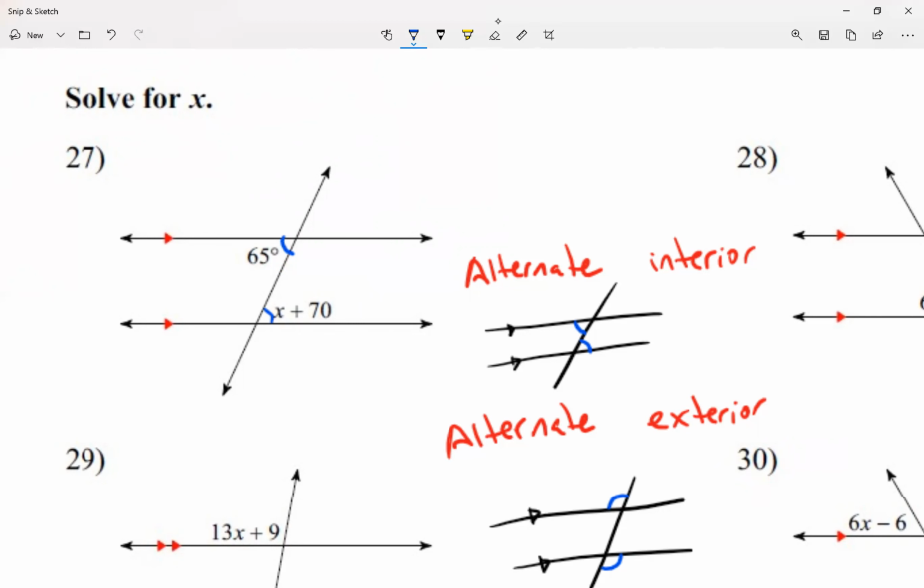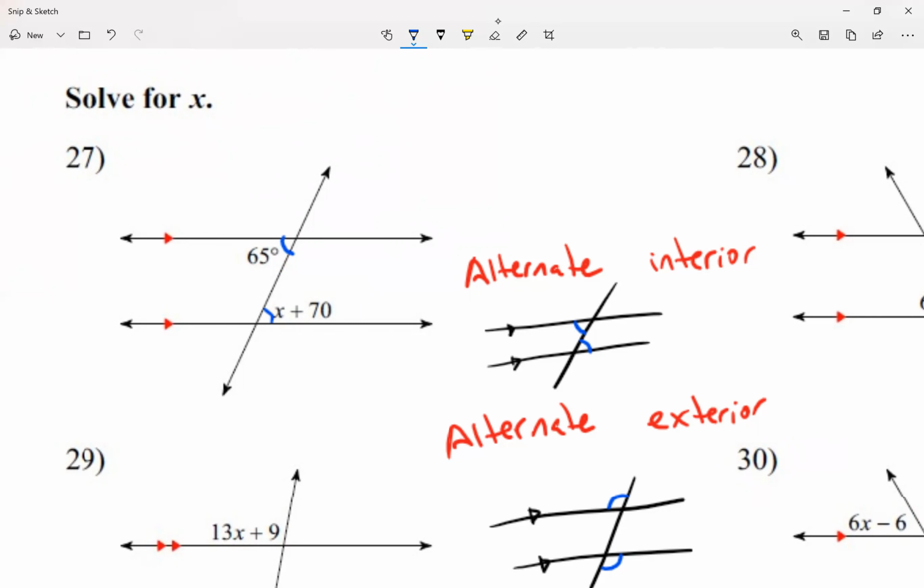Let's take a look at number 28. This is an example of alternate interior. In alternate interior, the two angles are equal. So I'm just going to go 20x is equal to 60. Let me separate them to the equal sign. Now that 20 is next to the x. It's not separated with a plus or minus. It's next to the x, so that means times. The opposite of times is divide. So I'm going to divide by 20. So I get x is equal to 3. So the value of x is 3. All right, alternate interior, the angles are congruent.